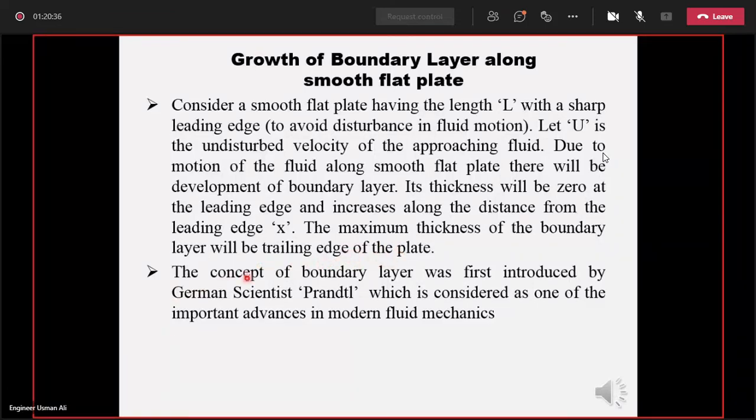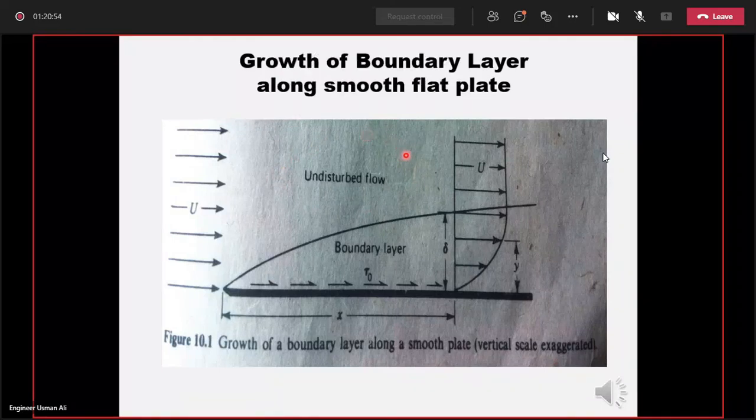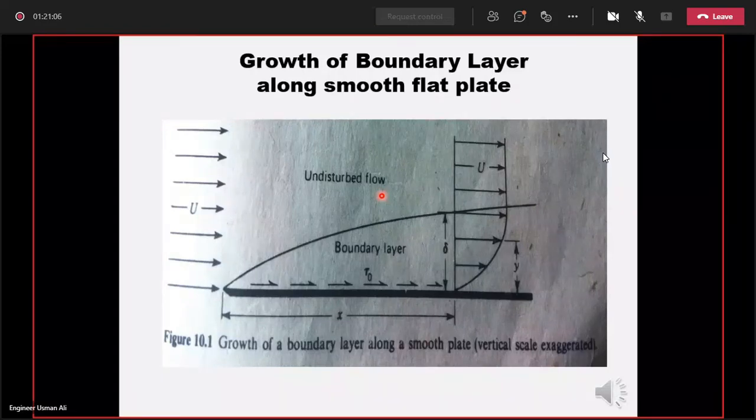The concept of the boundary layer was first introduced by the German scientist and engineer Prandtl, which is considered one of the most important advances in modern fluid mechanics. So this concept is very, very important. In modern fluid mechanics, we design equipment like planes, submarines, and trains, the shape of the trains, how they should overcome the friction drag, and how much power they should be given so that they can overcome the friction drag of the fluid and move in it. So that all comes with this boundary layer concept.